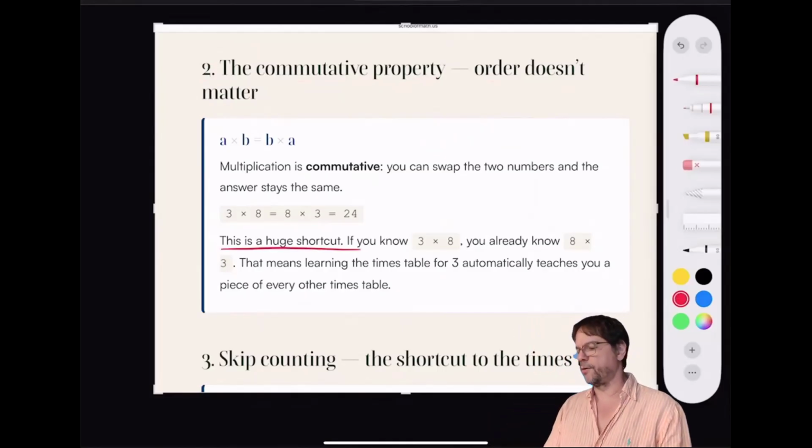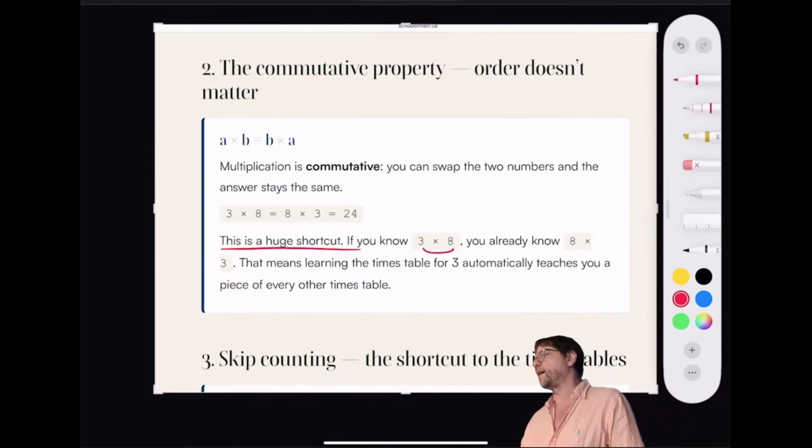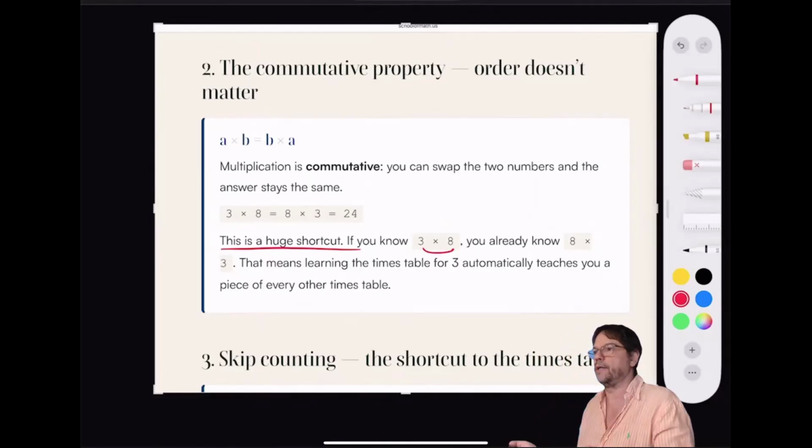This is a huge shortcut. If you know 3 times 8, you know 8 times 3. And sometimes in a multiplication table, if it's hard for you to remember how much is 9 times 8, you do 8 times 9, maybe you memorize it like that, okay?